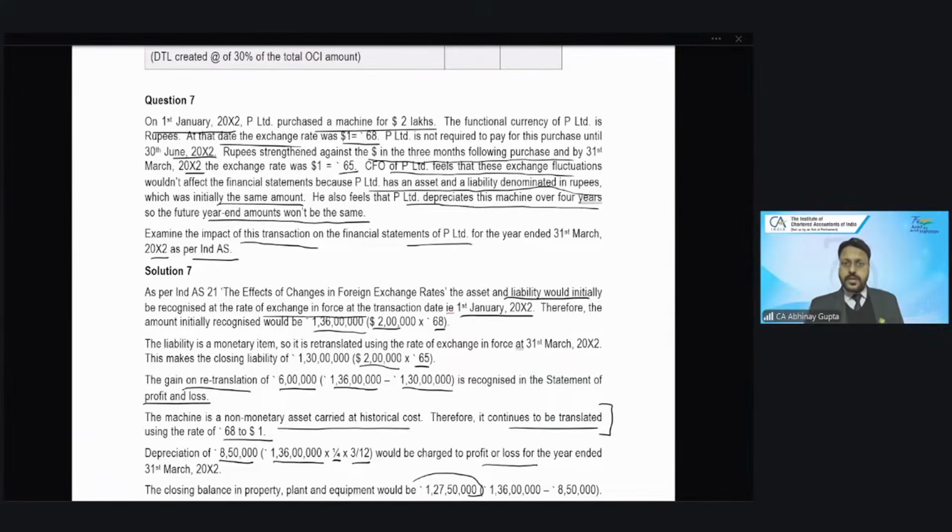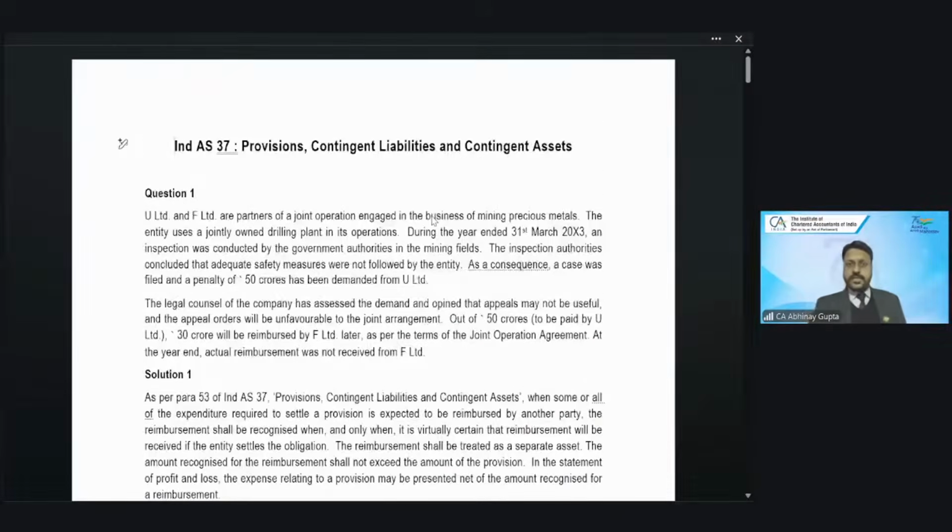Okay. So let me. Is my screen visible for Ind AS 37 now? Yes, sir.